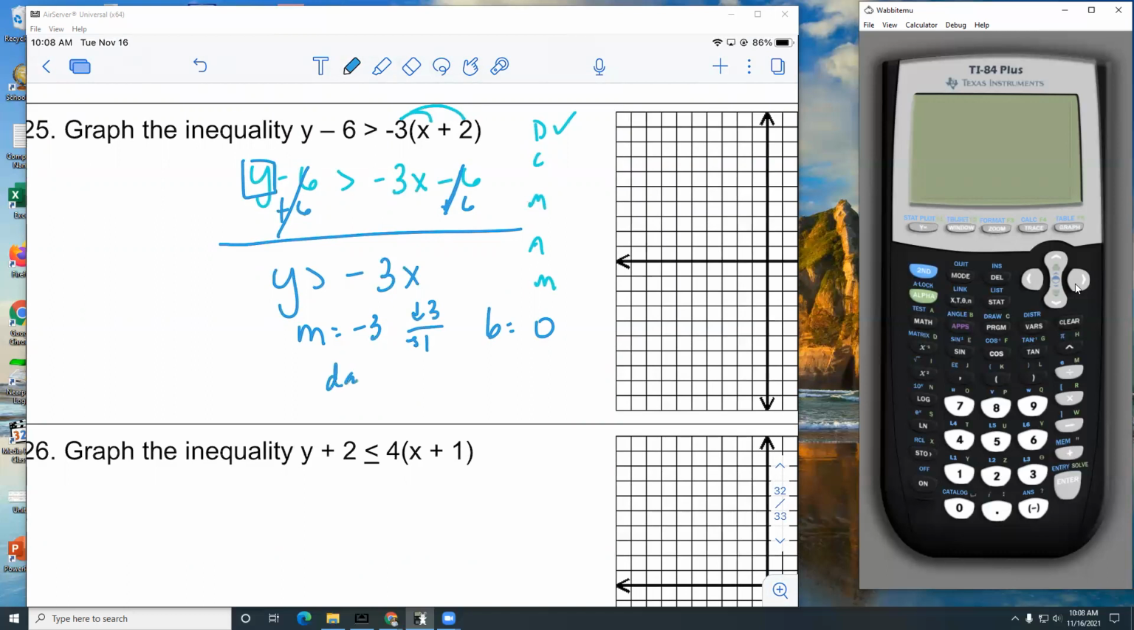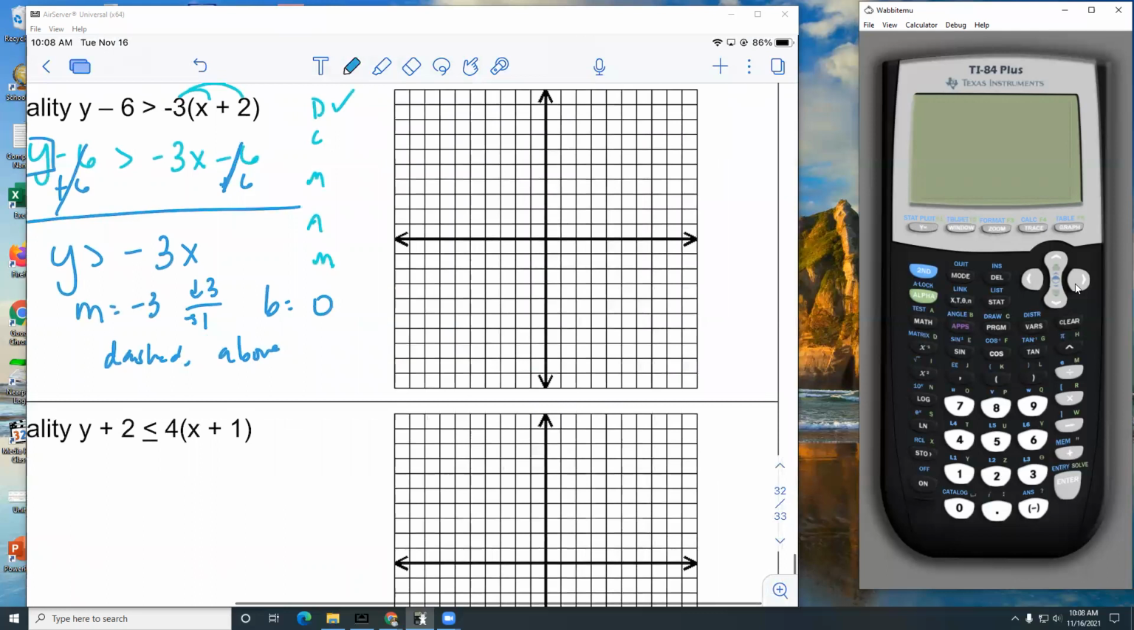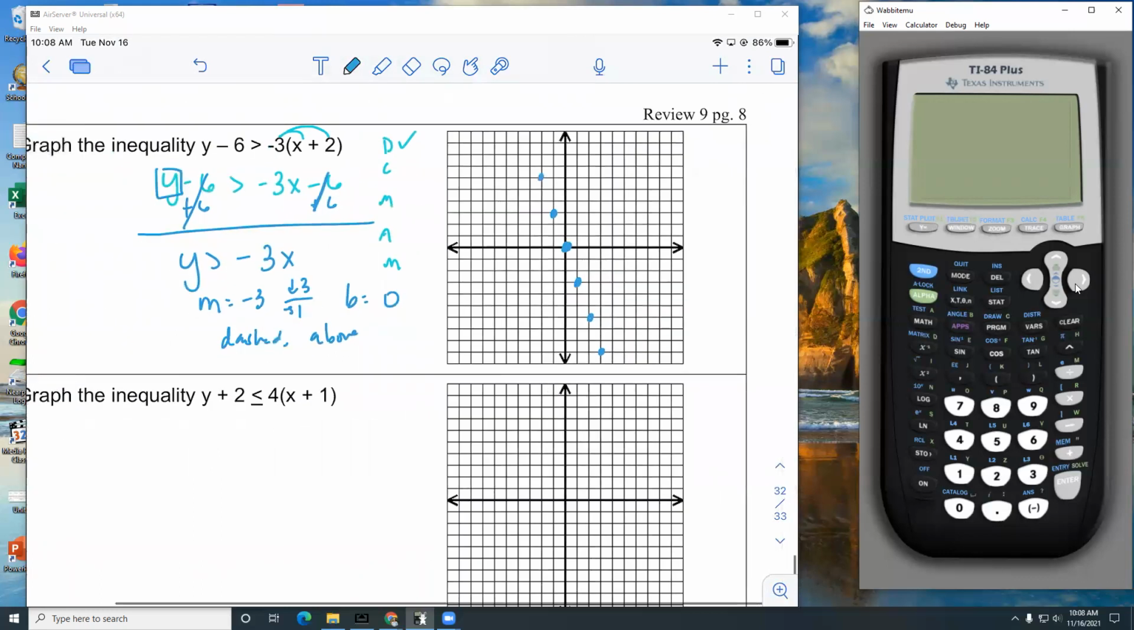Greater than will be a dashed line that is shaded above. So starting at 0, 0, go down 3, right 1, down 3, right 1, down 3, right 1. Go back up to 0, 0, go up 3, left 1, up 3, left 1. Draw in your dashed line. And shade above.